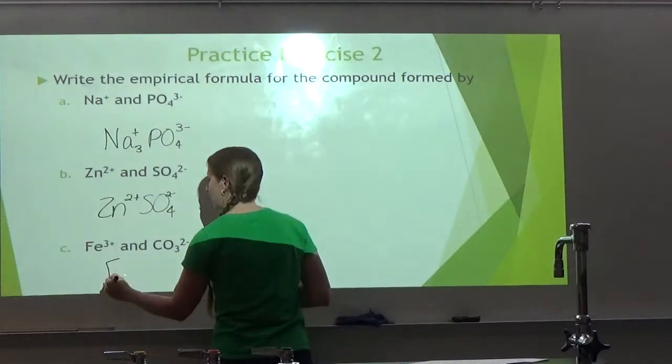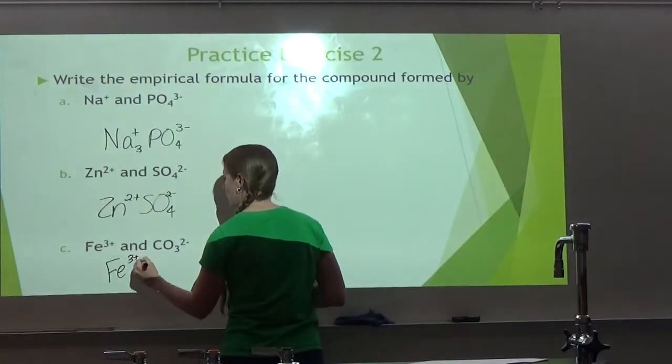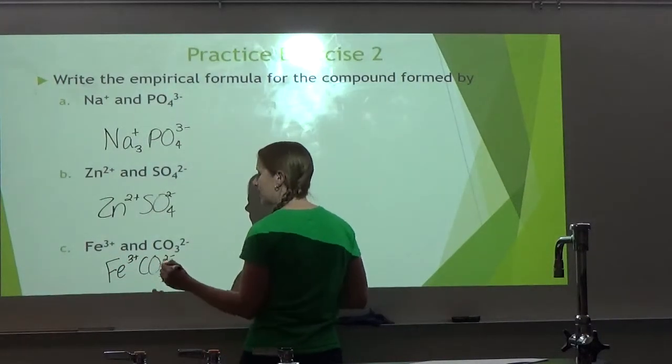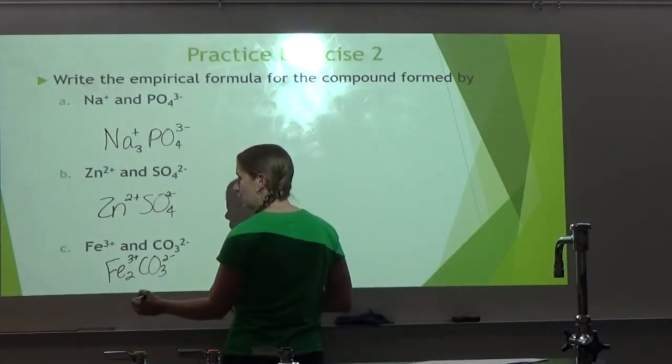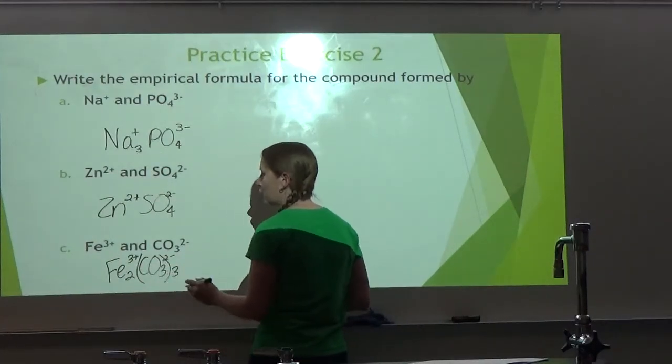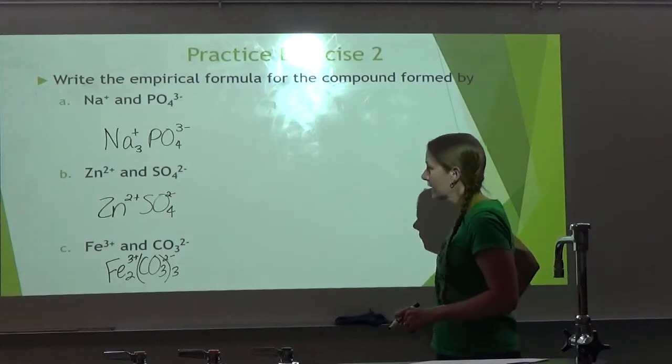Then our last one, we have Fe with a +3 charge and CO3 with a -2 charge. So that means I need 2 Fe and I need 3 carbonate.